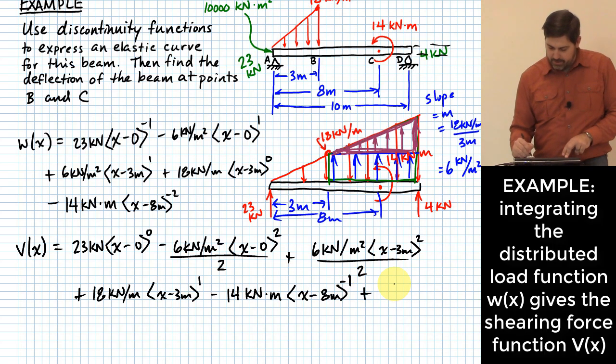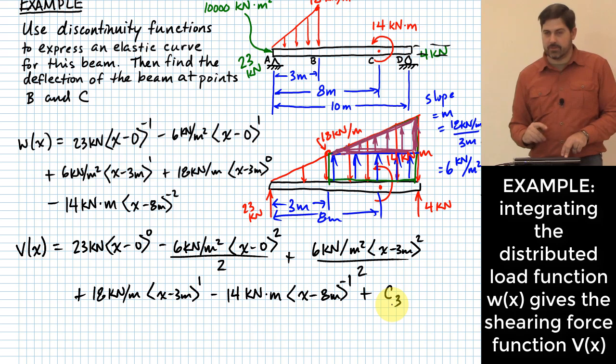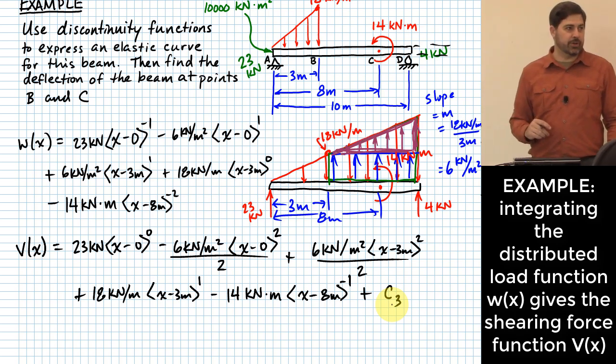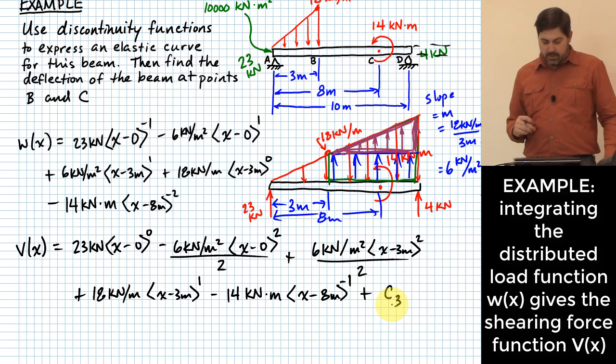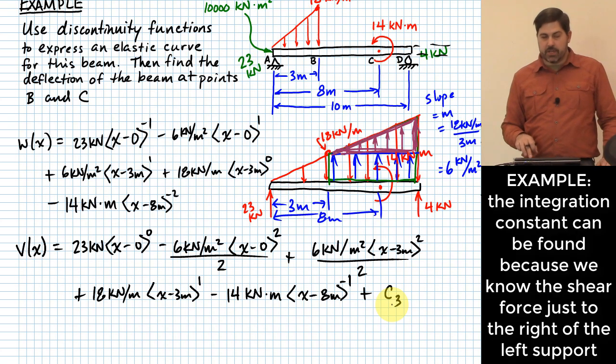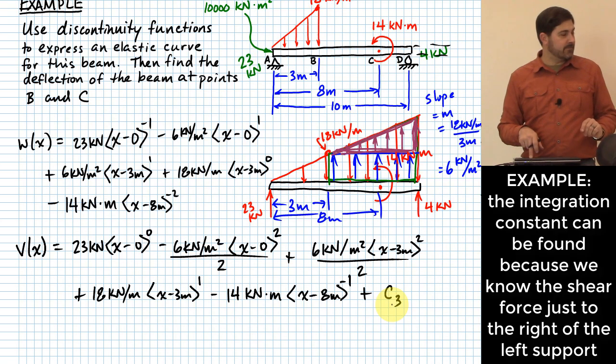I'll call it something else, and maybe call it C3, so I don't confuse it with the c's that we were doing earlier. Okay? Real quick, is there anything we can do to evaluate what C3 has to be? Are there any spots where it's fairly easy for me to know what the shearing force is going to be in the beam? Yeah. At the ends, right? He says at the ends. Yes.